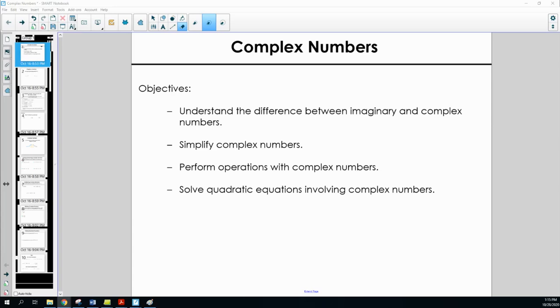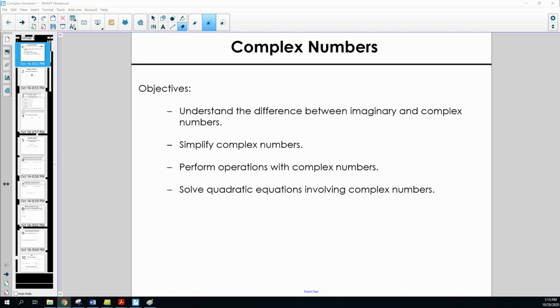In this lesson, we're going to explore complex numbers. So what we'll do is we'll understand the difference between imaginary and complex numbers. Then we're going to simplify complex numbers and perform operations with them. And then we're going to solve quadratic equations involving complex numbers.